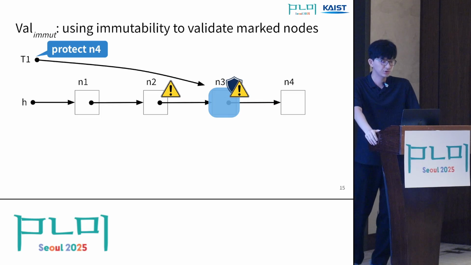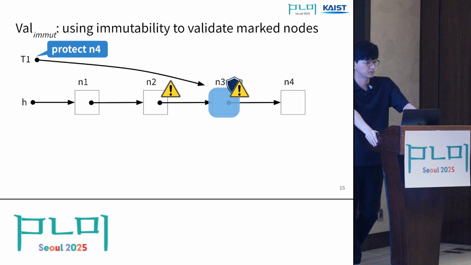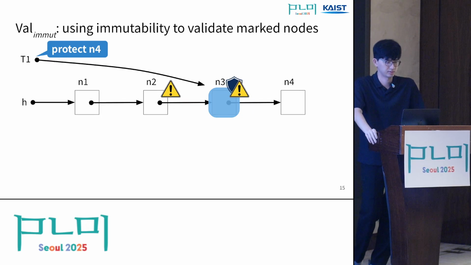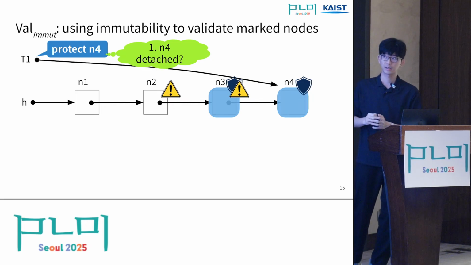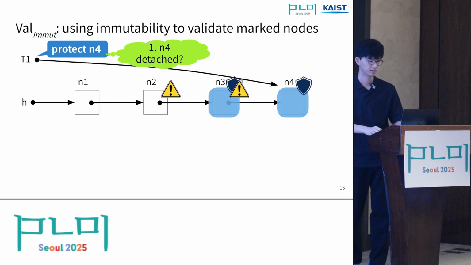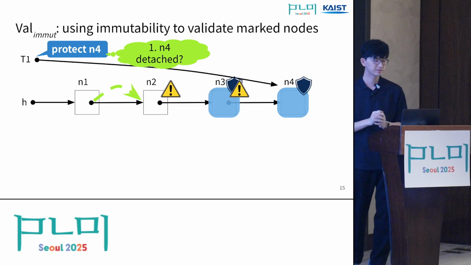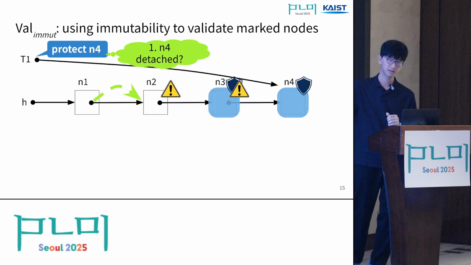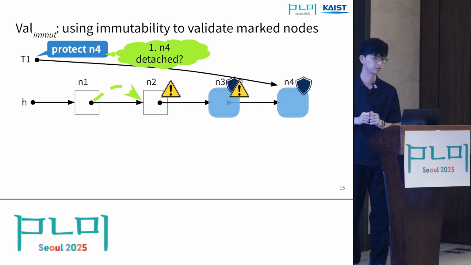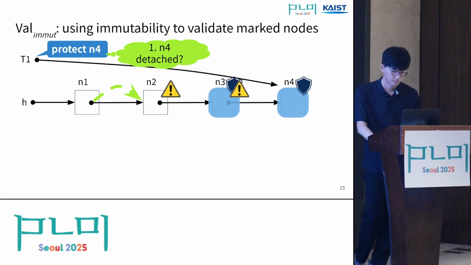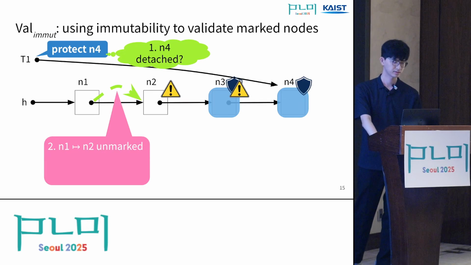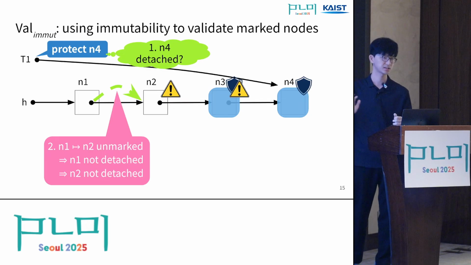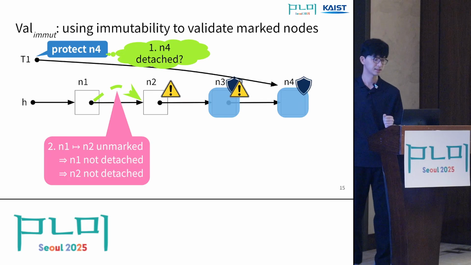Now, let us look at our new immutability-based validation strategy, val-immute, and see how it can validate node 4 in the previous example where val-mark has failed. The same as before, we are traversing from node 3 to node 4 and want to validate our protection on node 4. In contrast to before, we don't check the previous node, node 3, but instead choose to check the first unmarked node, node 1. Here, T1 will see that as node 1 is not marked, it can conclude that node 1 is not detached and node 2, which is pointed to by node 1, is not detached as well.